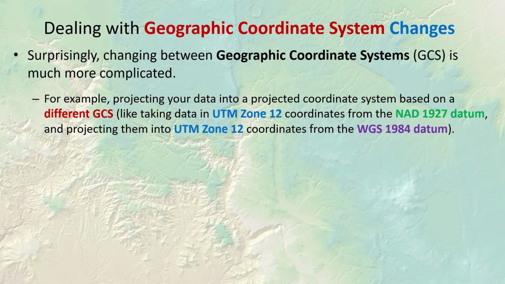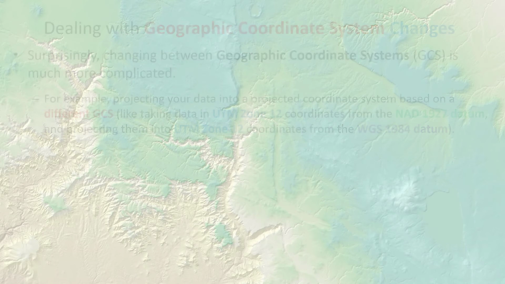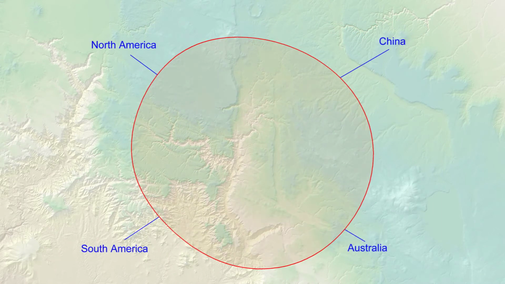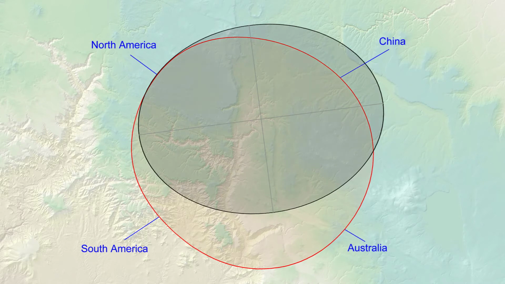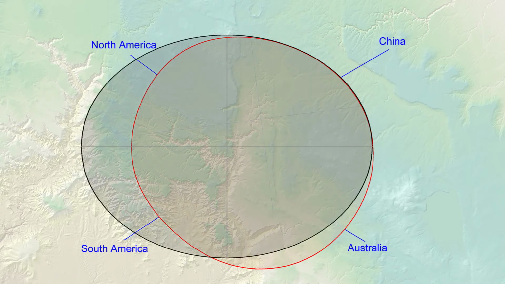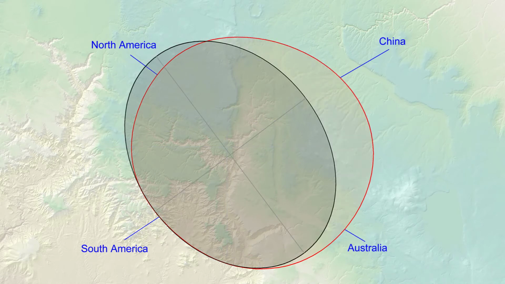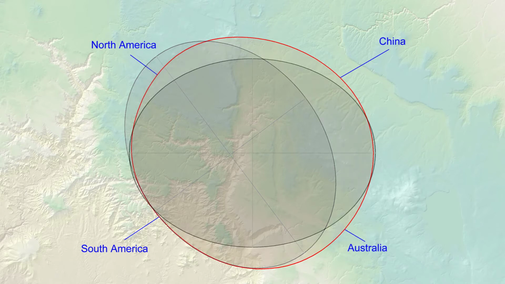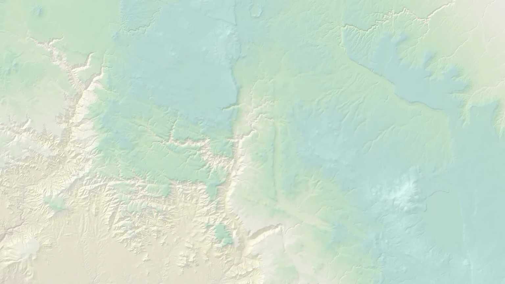Now, surprisingly, switching around between different geographic coordinate systems is much more complicated. So suppose we want to project our data into a new projected coordinate system that's based on a different underlying geographic coordinate system. And let's just be clear on what this means. When we're transforming from one geographic coordinate system to another, we're moving from one datum to another. We're changing spheroids. We're changing the underlying model for the shape of the Earth. So it's fairly complicated to figure out how to move the coordinate from one of these models of the planet to another. But that's what it means to change a geographic coordinate system.